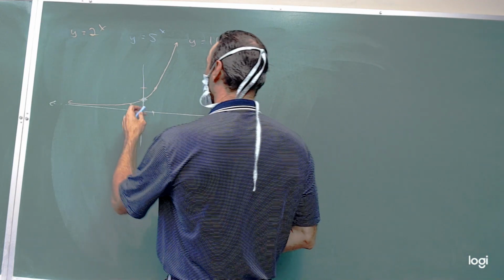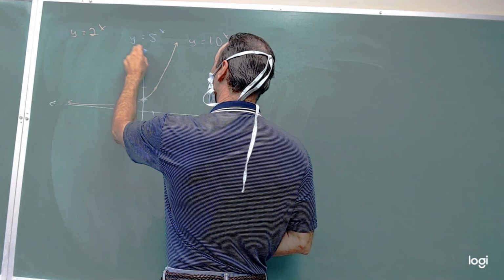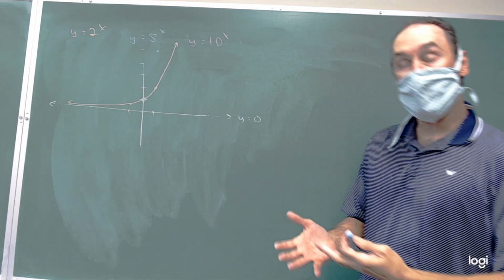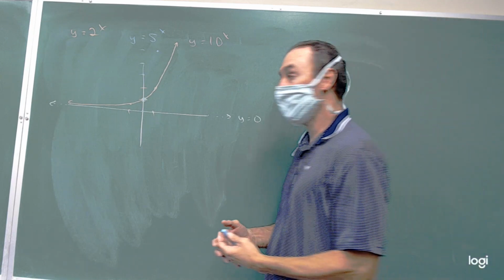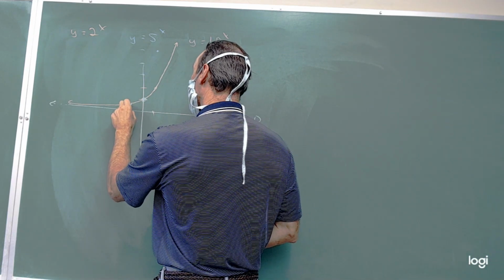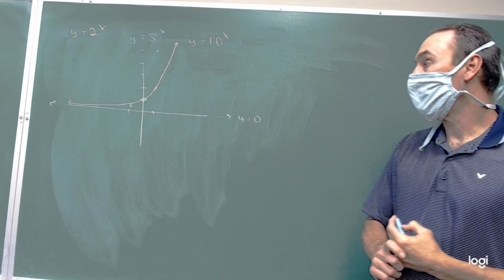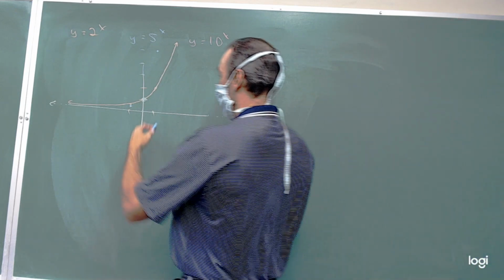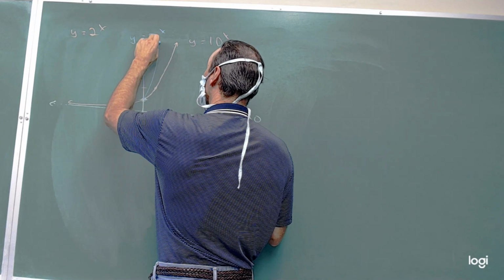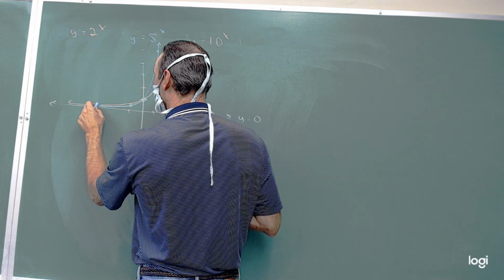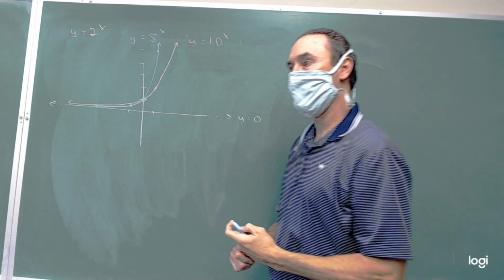When you plug in 1, we're going to be up to 5, so it's going to be somewhere in there. When you plug in -1, it's going to be 1/5, and 1/5 is smaller than 1/2, so it's going to be closer to the x-axis than the y equals 2 to the x curve. So you get this kind of split, and what happens on one side of the y-axis or the other.